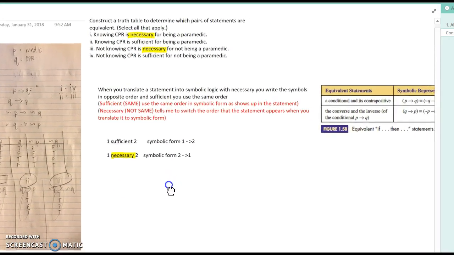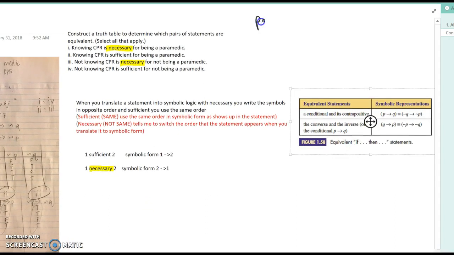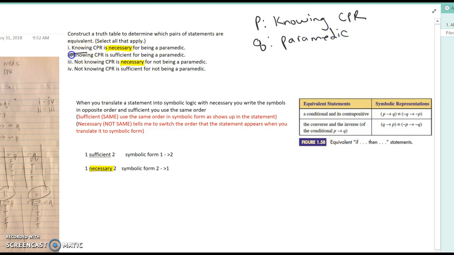So kind of what you did here, let's say P is knowing CPR, and let's say Q is being a paramedic. Right? Knowing CPR is necessary for being a paramedic. The symbolic form in necessary, you're going to switch the order when you write the representation. So being a paramedic, Q implies P.